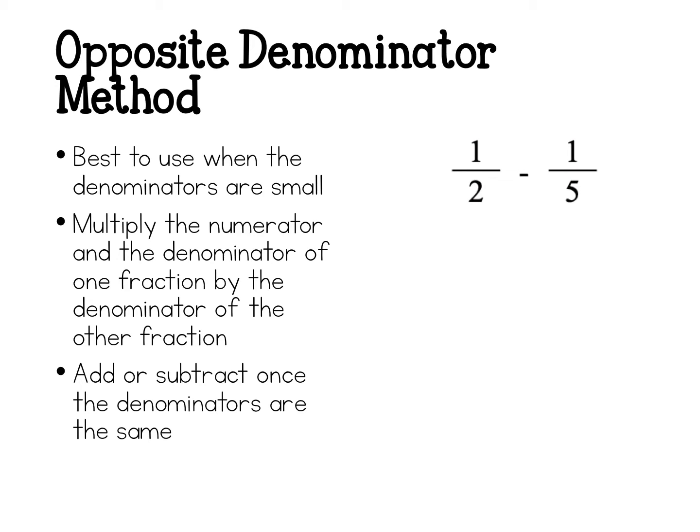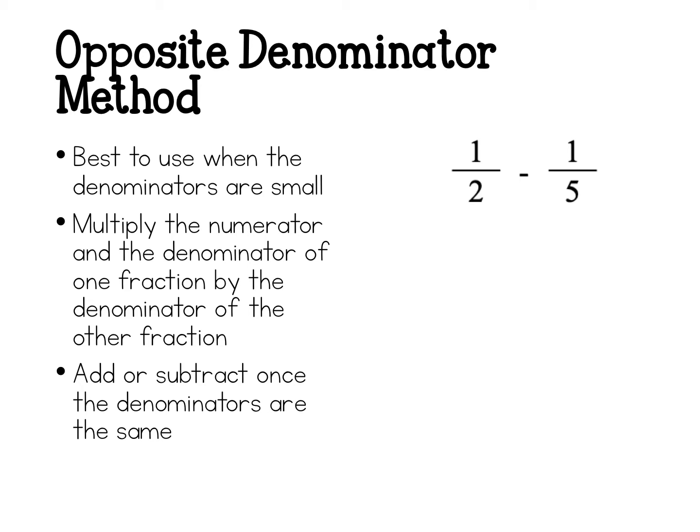The next method we're going to look at is the opposite denominator method. Now it's important that you understand that no matter which one of these methods we use, really we're just creating a common denominator and then adding or subtracting the fractions. So we're really doing the same thing no matter what method we use, we're just doing it in different ways. In the opposite denominator method, we multiply the numerator and denominator of one fraction by the denominator of the other fraction. This is also best to use when the denominators are small. Once we've created that common denominator, we can add or subtract.